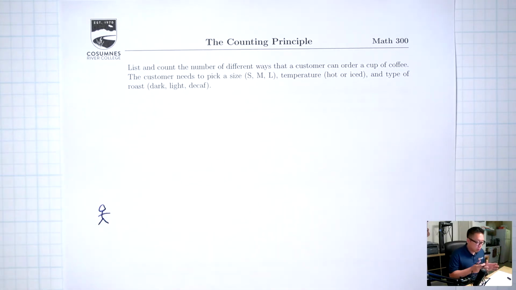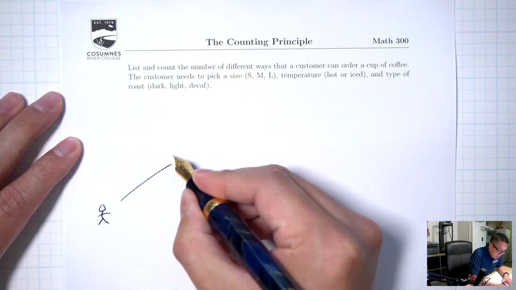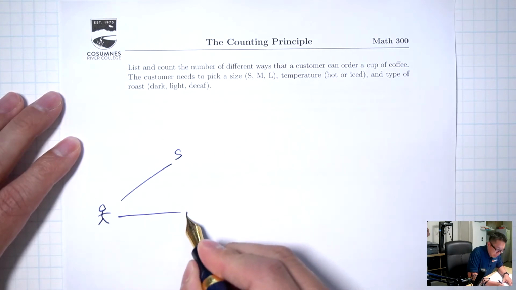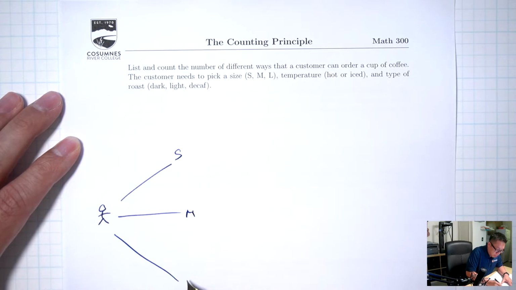So when the customer enters this shop, they have to first pick a size. Okay, what are the options that they can pick for size? They can pick small, medium, large.